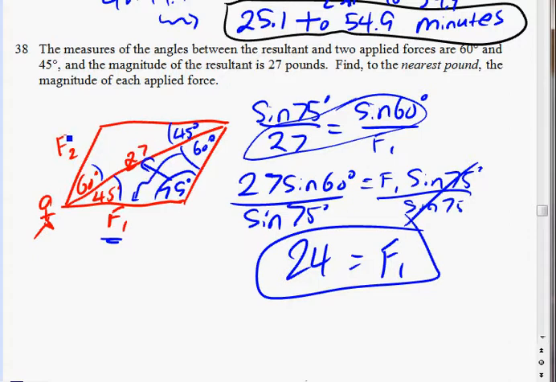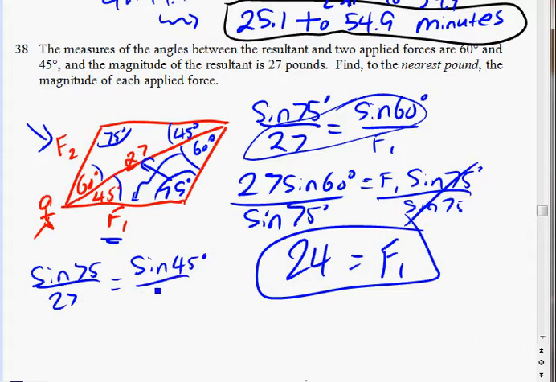So same scenario here, we need to find F2. We know that this angle must also be 75 degrees, opposite of the other one in the parallelogram, right? So we're going to set the same thing: sine 75 over 27 equals sine 45 over F2, because 45 is opposite of F2. I'm going to cross multiply. So we got F2 sine 75 equals 27 sine 45, okay?